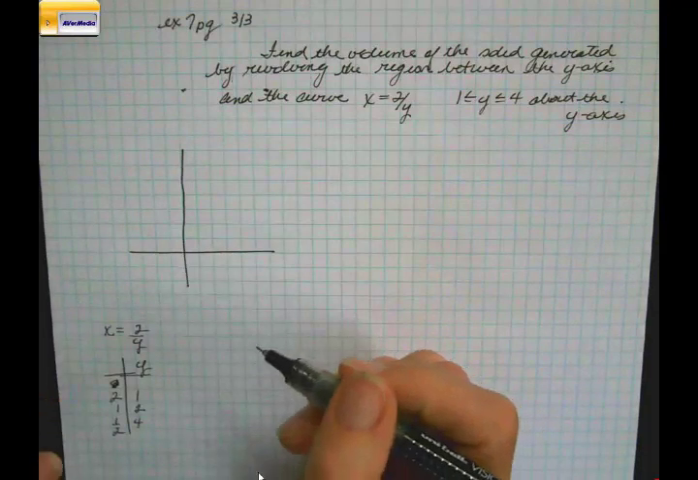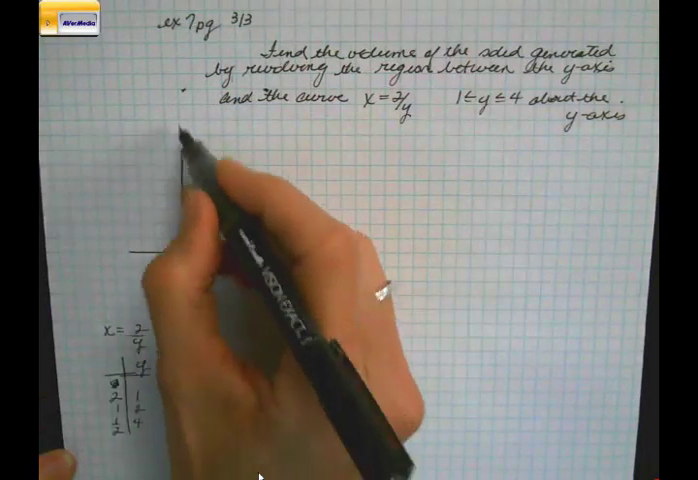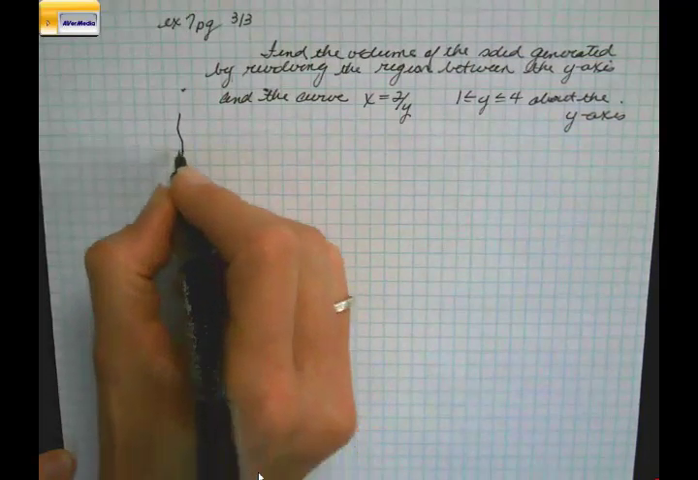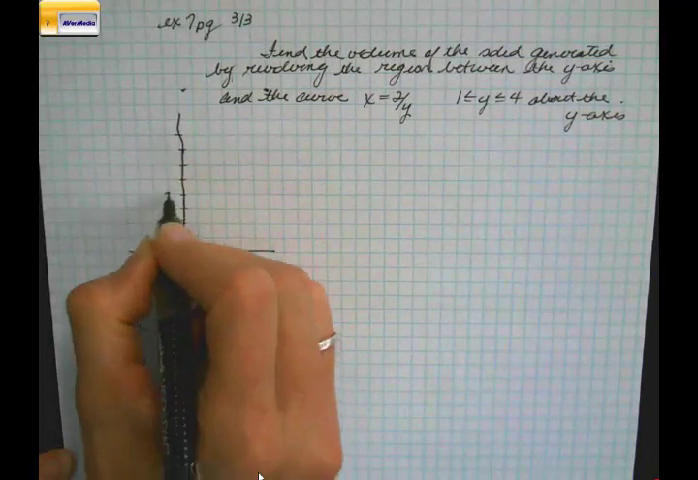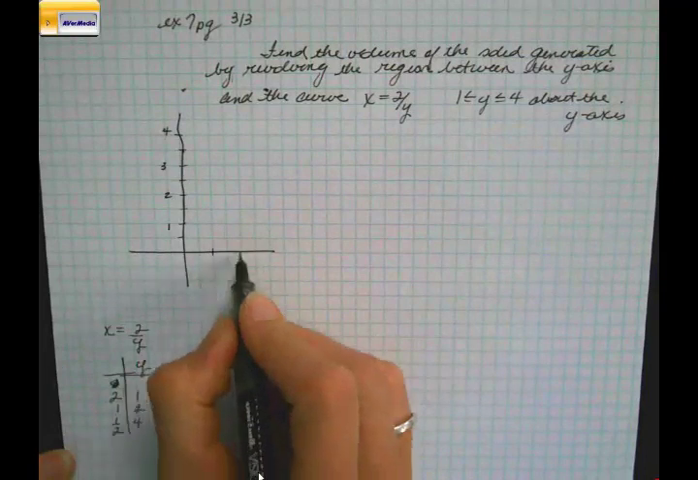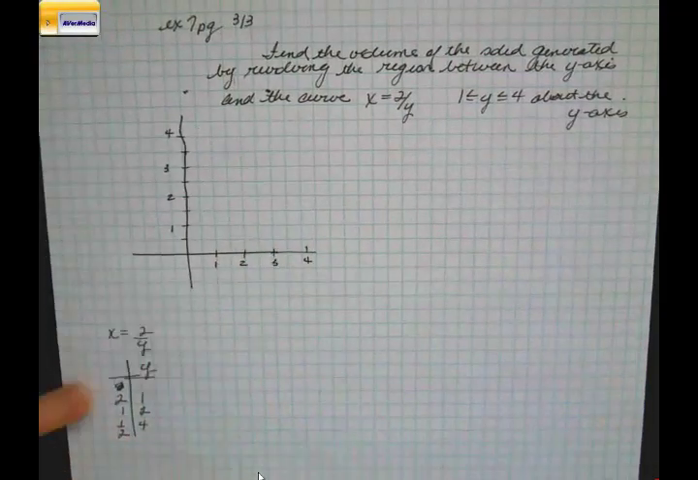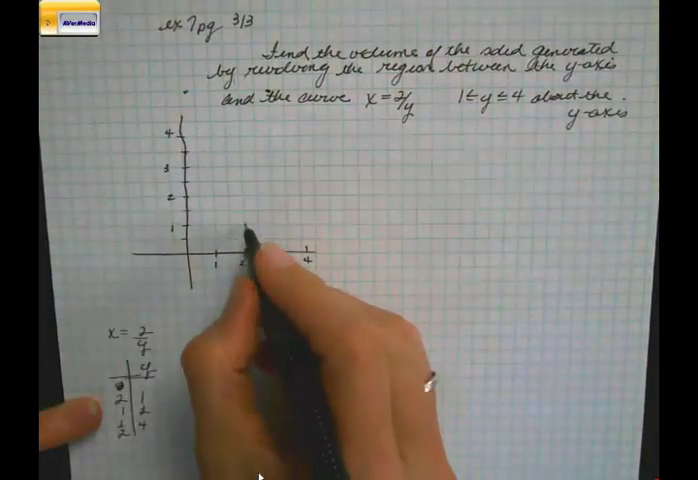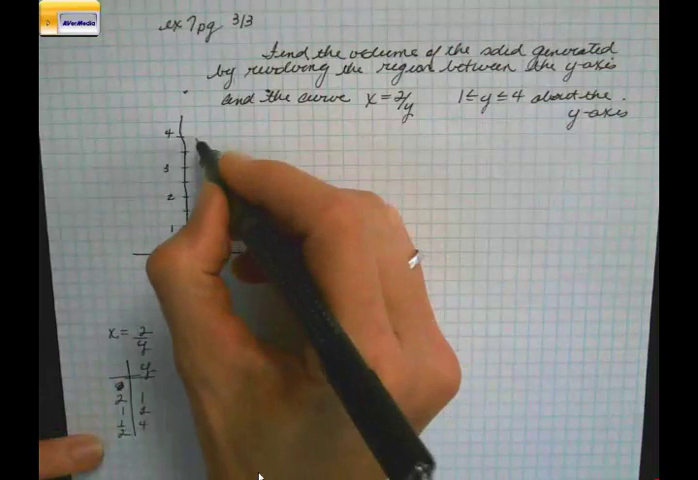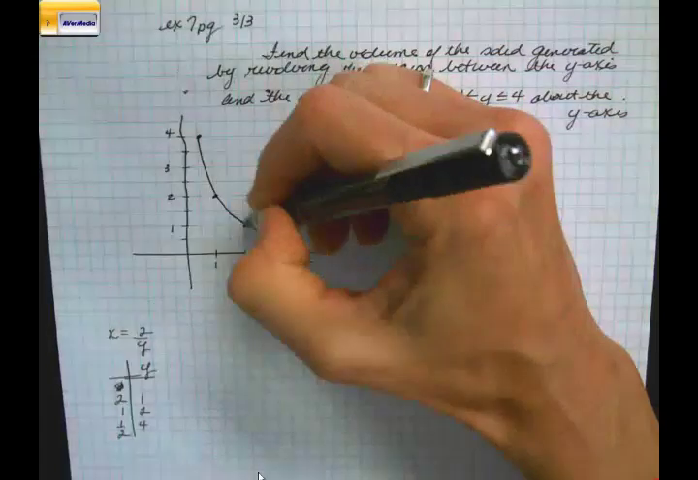So how big do I want these tick marks to be? I can go all the way up here. 1, 2, 3, 4, 5, 6, 7, 8. So if I go 1, 2, 3, 4, there we go. And then 1, 2, 3, 4. I'm trying to make it big enough so the graph is pretty good. So I've got the point where x is 2, y is 1. Where x is 1, y is 2. Where x is a half, y is 4. There you go.